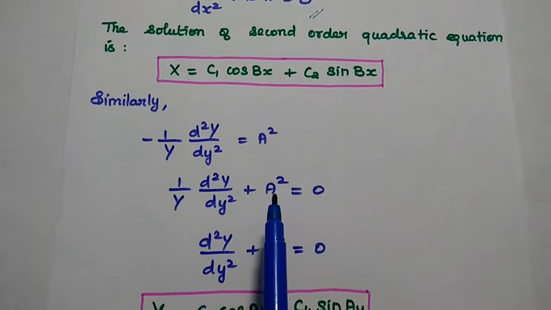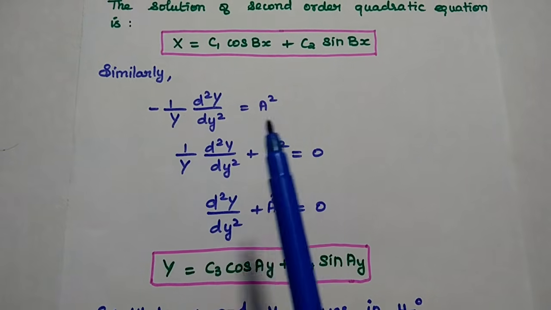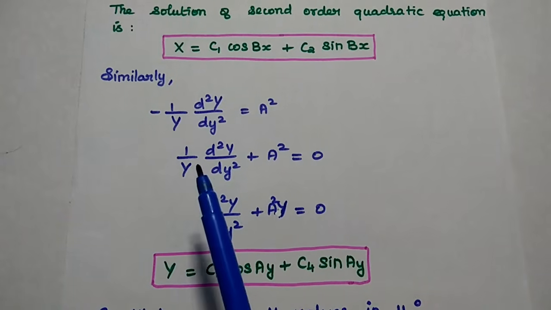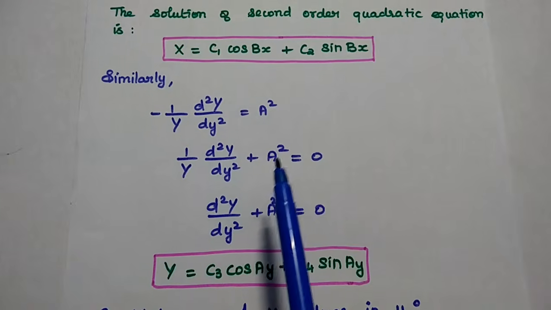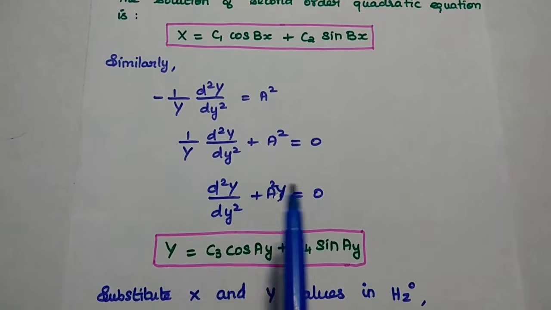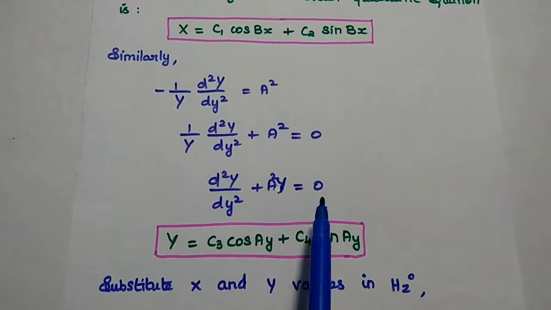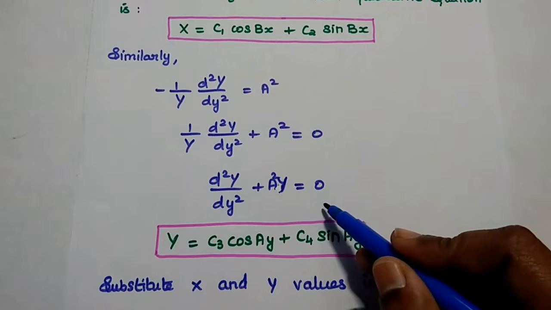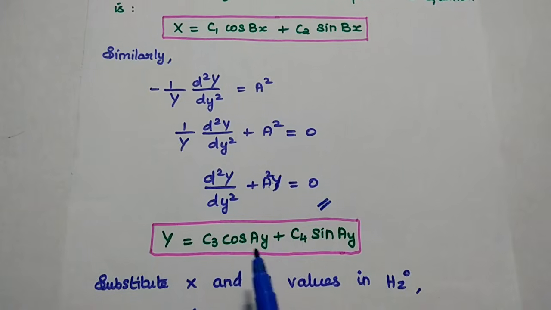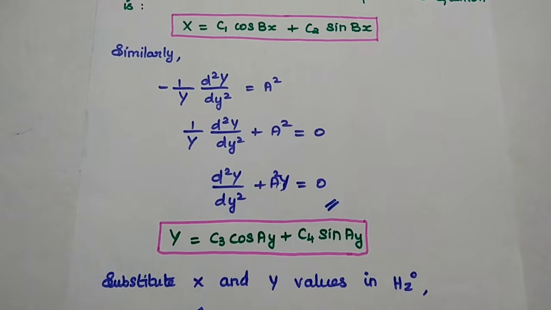Similarly, we can get the value of the Y component. -(1/Y) d²Y/dy² = a². Then we can move this minus to the other side as a plus. Then we get (1/Y) d²Y/dy² + a² = 0. Then we multiply with the term Y on both sides. We get d²Y/dy² + a²Y = 0. So here the solution for this second order equation is Y = c3 cos ay + c4 sin ay. Here c3 and c4 are constant values.